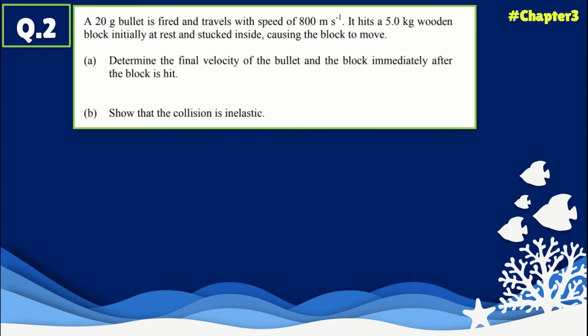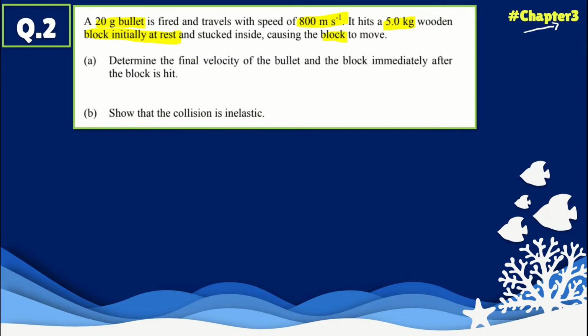Okay, solution for question number 2. So basically, question number 2 is from chapter 3, Momentum and Impulse. The question is: a 20-gram bullet is fired and travels with a speed of 800 meters per second. It hits a 5-kilogram wooden block initially at rest and gets stuck inside, causing the block to move.